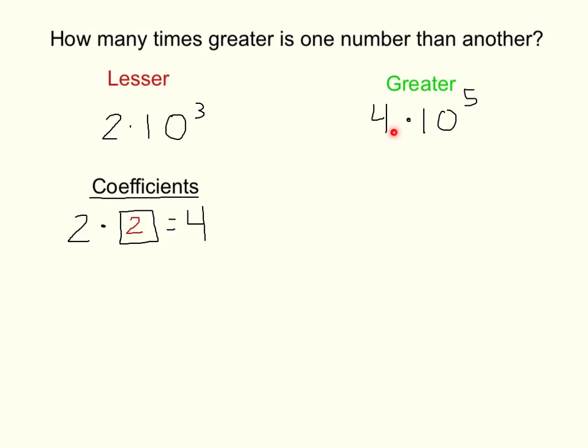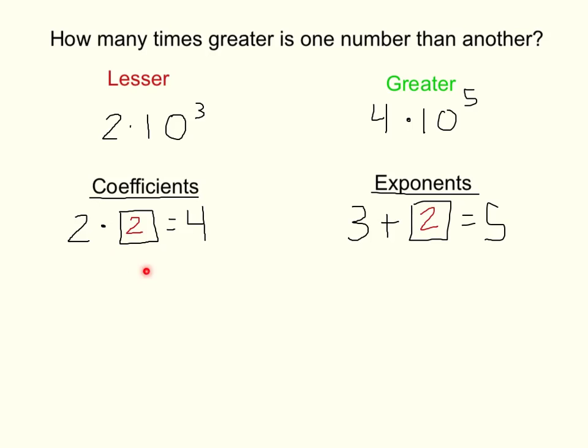So now let's see what happened with the exponents. When comparing the exponents, we're trying to see how many times greater 10 to the 5th power is than 10 to the 3rd power. We know when we're dealing with multiples of an exponent, what we do is add. So when we're comparing them, we will also ask ourselves an addition question. 3 plus what equals 5? Well, 3 plus 2 equals 5.